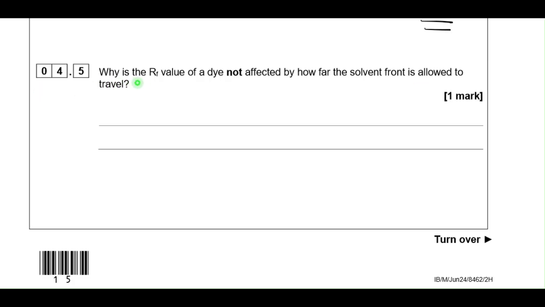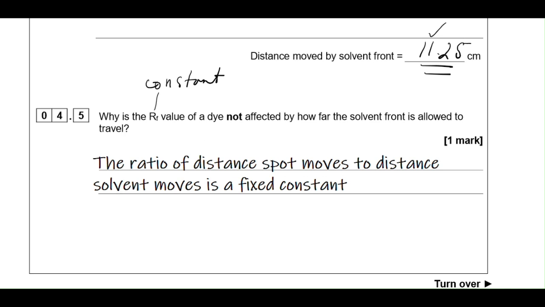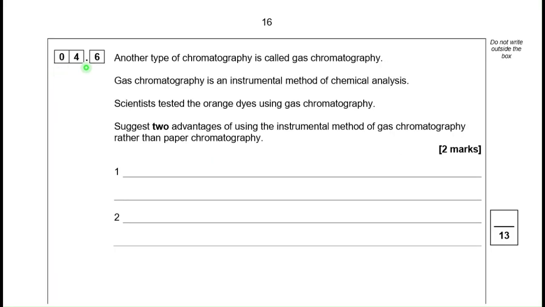Question 4.5. Why is the RF value of a dye not affected by how far the solvent front is allowed to travel? This is for 1 mark. Well, the RF value is a constant, so it's proportional to each distance. So if we can get this into a sentence, the ratio of the distance the spot moves to the distance the solvent moves is a fixed constant. In other words, the distance travelled by the spot is directly proportional to the distance travelled by the solvent. 1 mark. Over the page, 4.6.